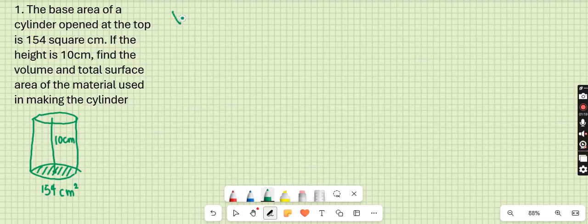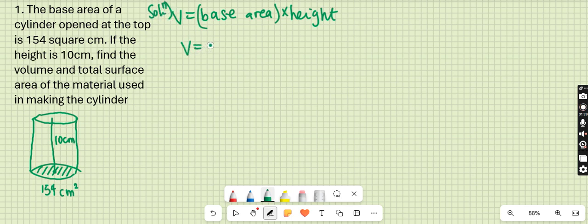Now, the volume of a cylinder is given by, it's a prism, so the general formula: base area times height. In this case, our base area is given, 154, times the height, which is 10 centimeters. So our volume is simply going to be 1,540 centimeters cubed. It's a cubic unit.